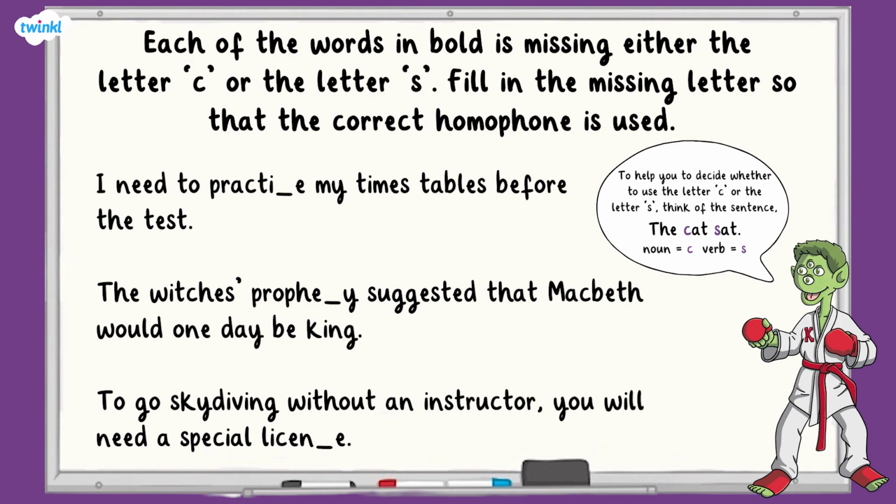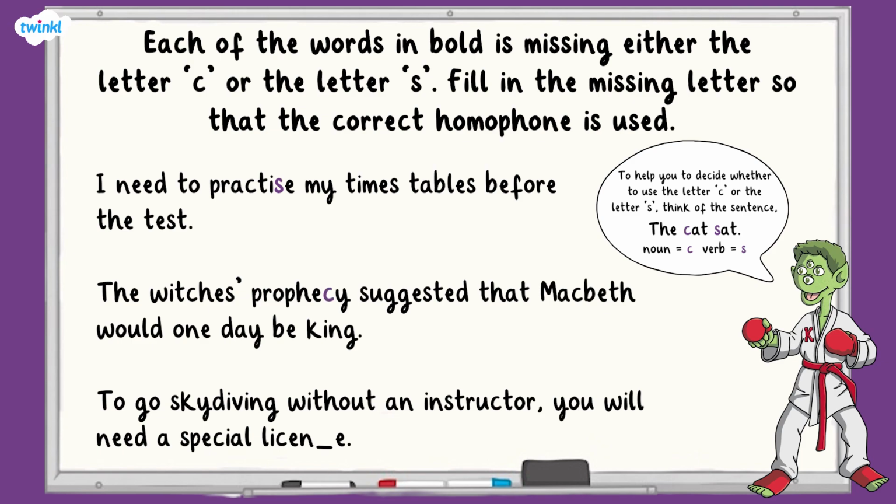Is the word practice being used as a noun or a verb? Well done if you said verb. This practice is missing the letter S. The second sentence says, the witch's prophecy suggested that Macbeth would one day be king. Is the word prophecy being used as a noun or a verb? Well done if you said it was a noun. The word prophecy is missing the letter C.